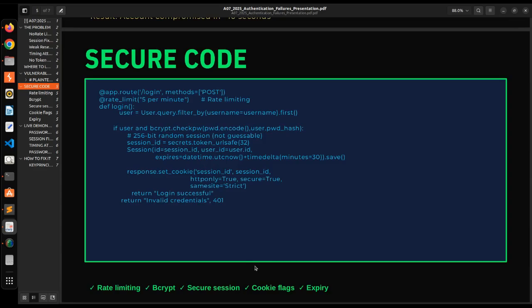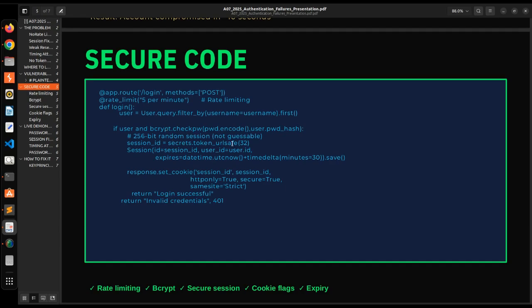See the difference? It's not even close. Rate limiting, so brute force becomes impossible. Bcrypt hashing, so even with a database breach, passwords are still safe. A secure session, so sessions cannot be guessable, and proper cookie flags, so sessions cannot be stolen by attackers.